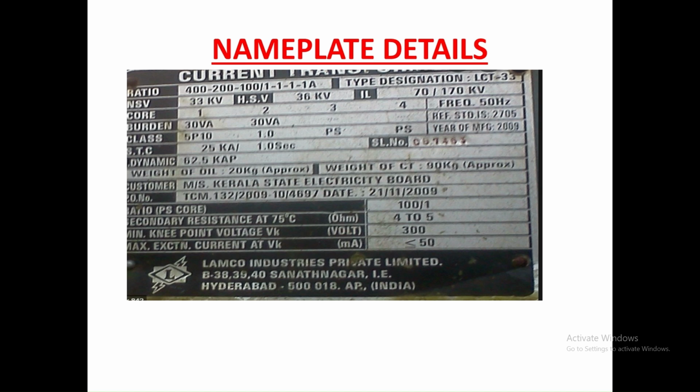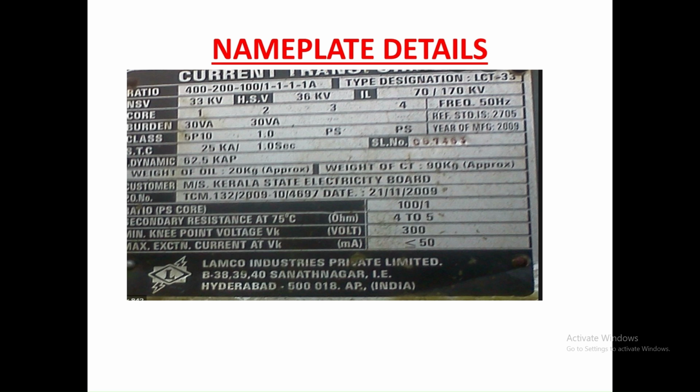And here I have taken a photo of a nameplate. The ratios mentioned are 400, 200, 100. Three cores are there: 400 by 1, 200 by 1, 100 by 1. Based on our primary current, we can select, and the secondary rating is 1 ampere. If primary current of 400 amperes is flowing, then we get 1 ampere on our secondary side.